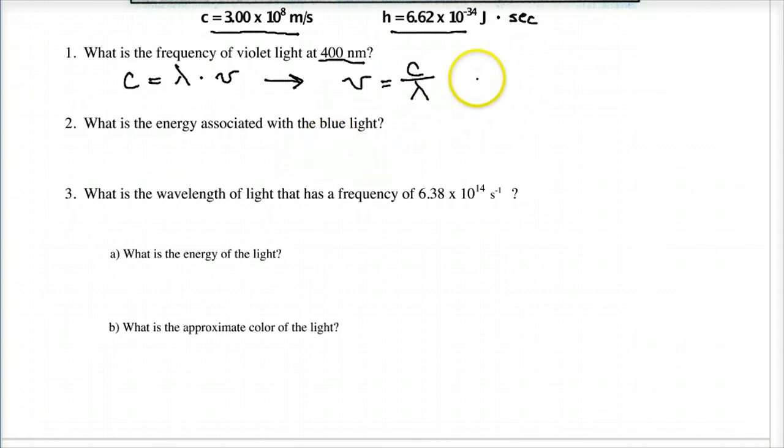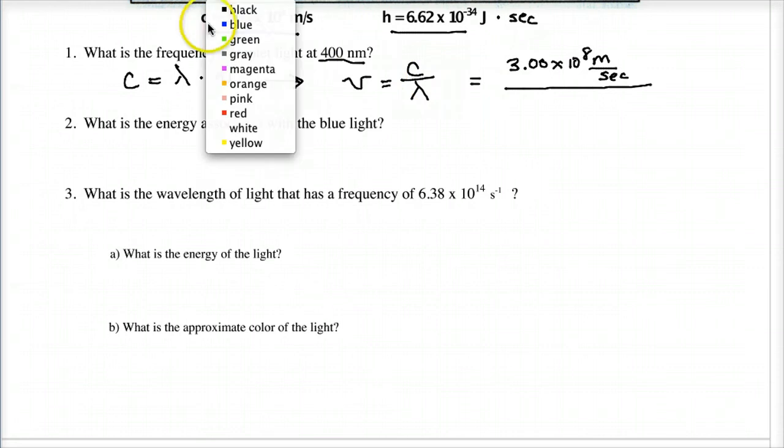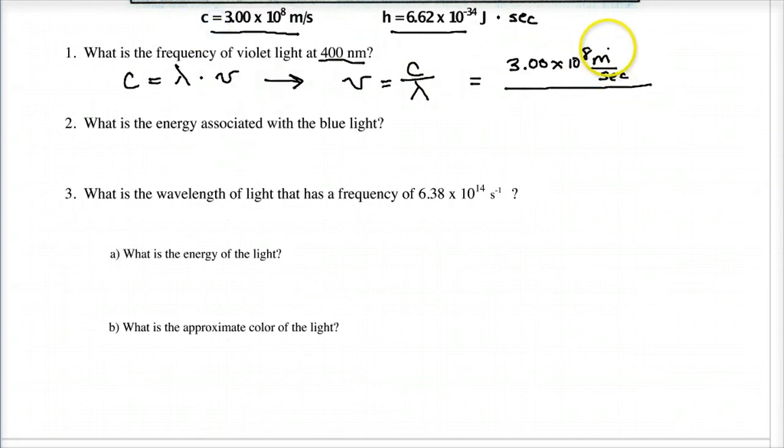Now c, or speed of light, is 3.00 times 10 to the 8 meters per second. We're going to divide that by lambda, 400 nanometers. But you should notice something: my speed of light is a velocity in meters per second. I can't put nanometers down here. It won't cancel. So I've got to convert. How do I do that? Well, very simple. We've been converting all year. 400 nanometers.